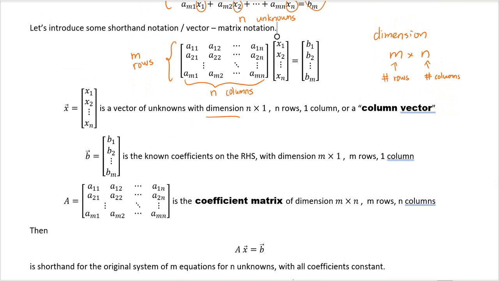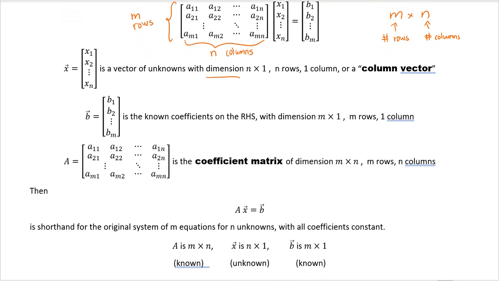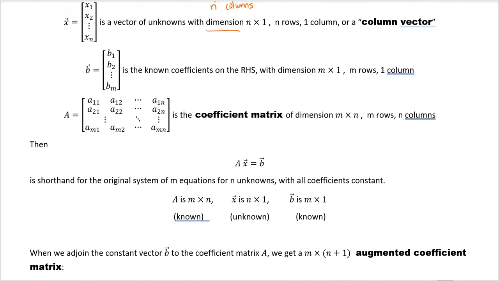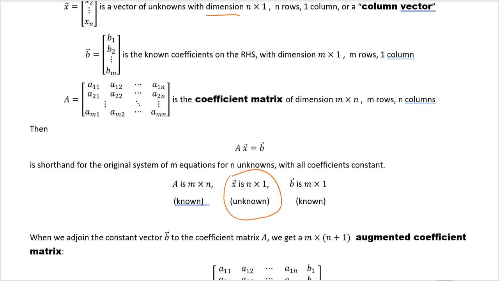Then we can write the system as A times x equals b. This is a shorthand notation for the original linear system with m equations and n unknowns. Here A is known because we know the coefficient values, A11, A12, etc. And x is the unknown vector because we want to solve for x. And b is some known value. So our goal is to solve for x.